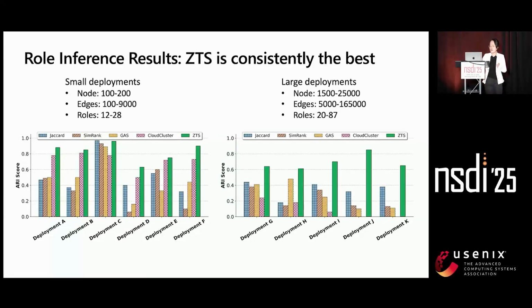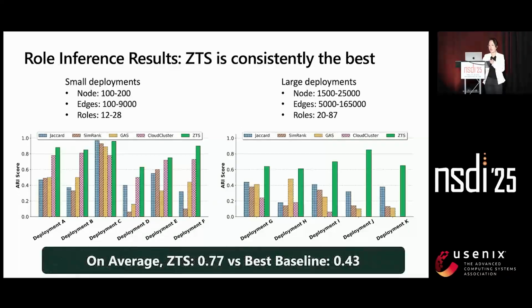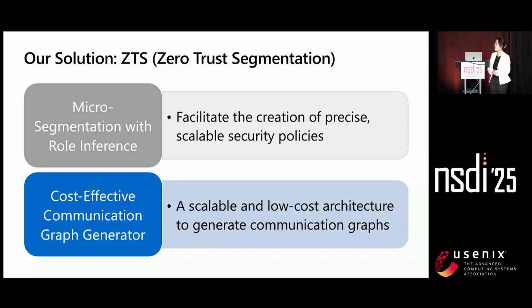So here we find that ZTS is consistently the best across different kinds of deployments, with an average ARI of 0.77, which is much better than the other baselines, which might perform OK on some specific deployments, but not overall. And next, Sathiya will introduce the system component.